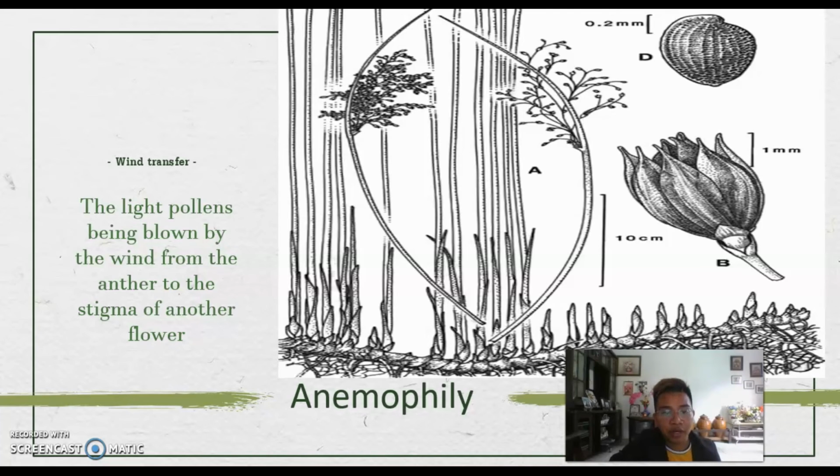So how are these pollen grains actually transferred? Due to the fact that the pollens are very light, it facilitates wind transfer. The light pollens will be easily blown by the wind. The wind will blow the pollens from the anther of a flower to the stigma of another flower. As you can see, the Juncus balticus pollen is around 0.22 millimeter in diameter.